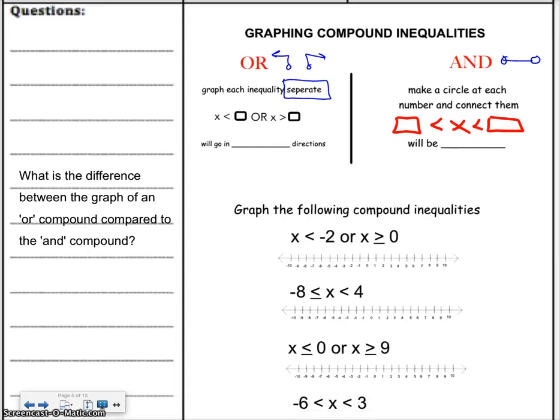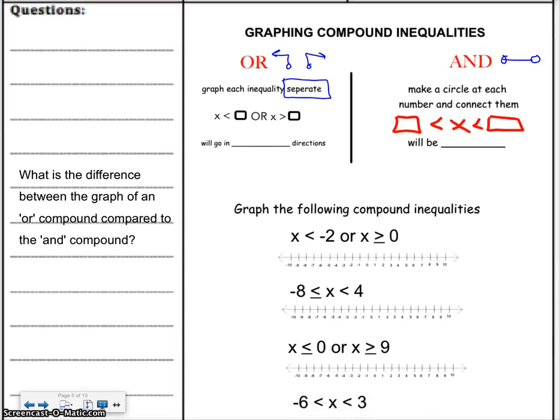Okay, and then an or graph has the word or in it. An and graph always has the x in the middle. X is smushed between the two things. And this is or, x will go in separate directions. I think you spell separate with an A. Oopsie, I forgot that there. And then an and graph will be in between. Will be smushed in between. Will be between the two numbers. In between.